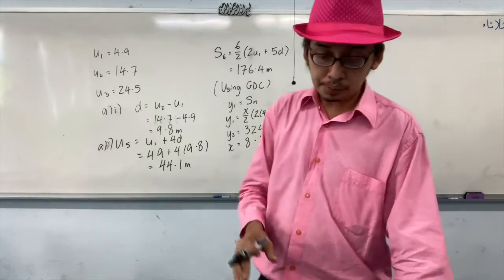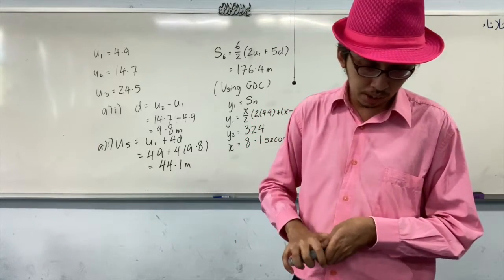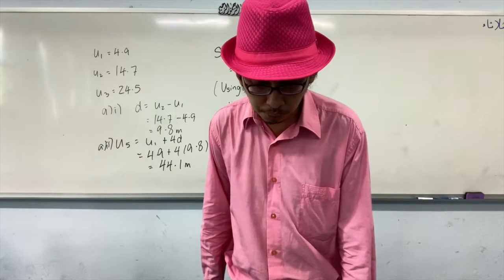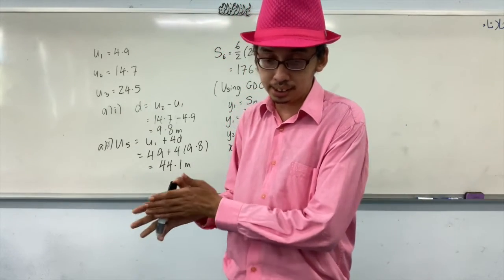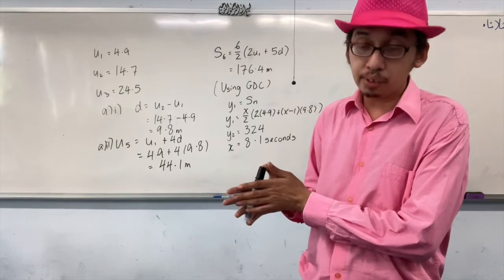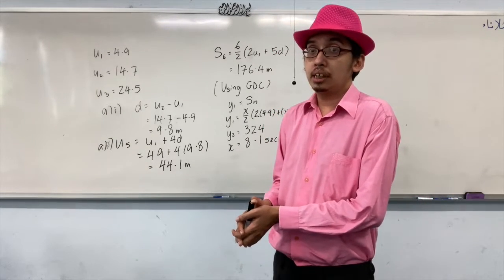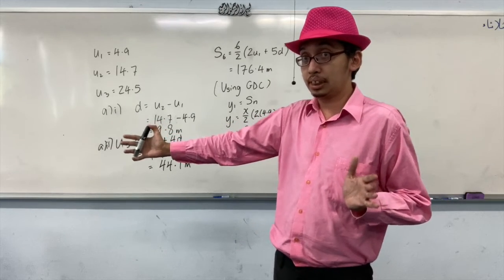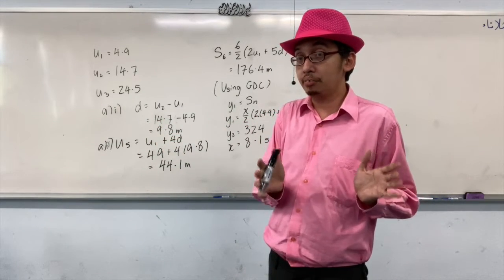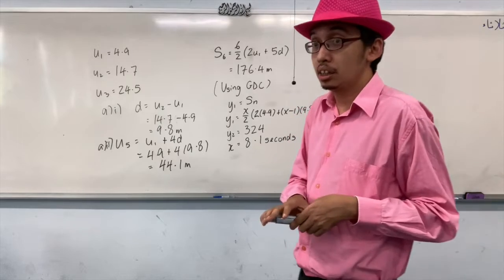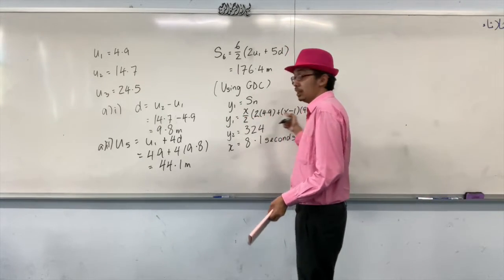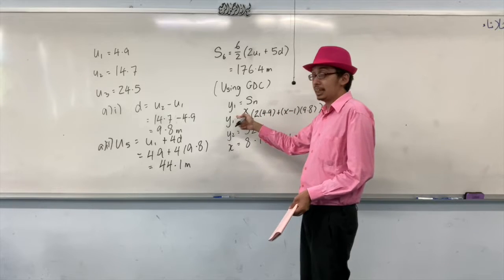Okay, for the last part of this sequence, they ask: find the distance the ball travels from the start of the 10th second to the end of the 15th second. If you know your concept, this is actually S15, the total 15 seconds, minus S10, the first 10 seconds. Because you already plotted this out, this is your Sn.